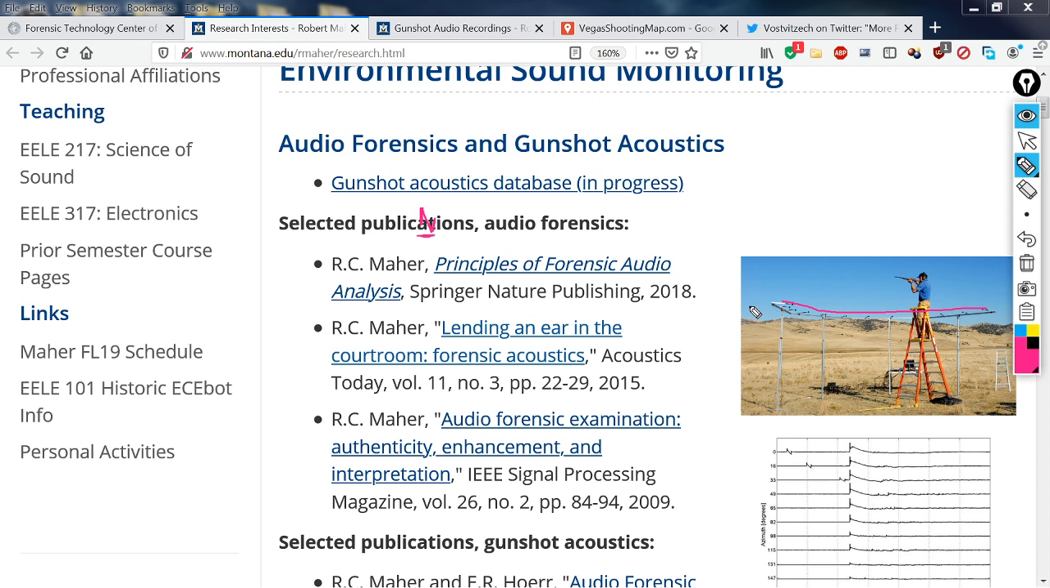So, there he is out on the plains of Montana. For some reason, he does a lot of this work when there's ice on the ground, because it represents a hard surface. I don't know why, but anyway, there he is.